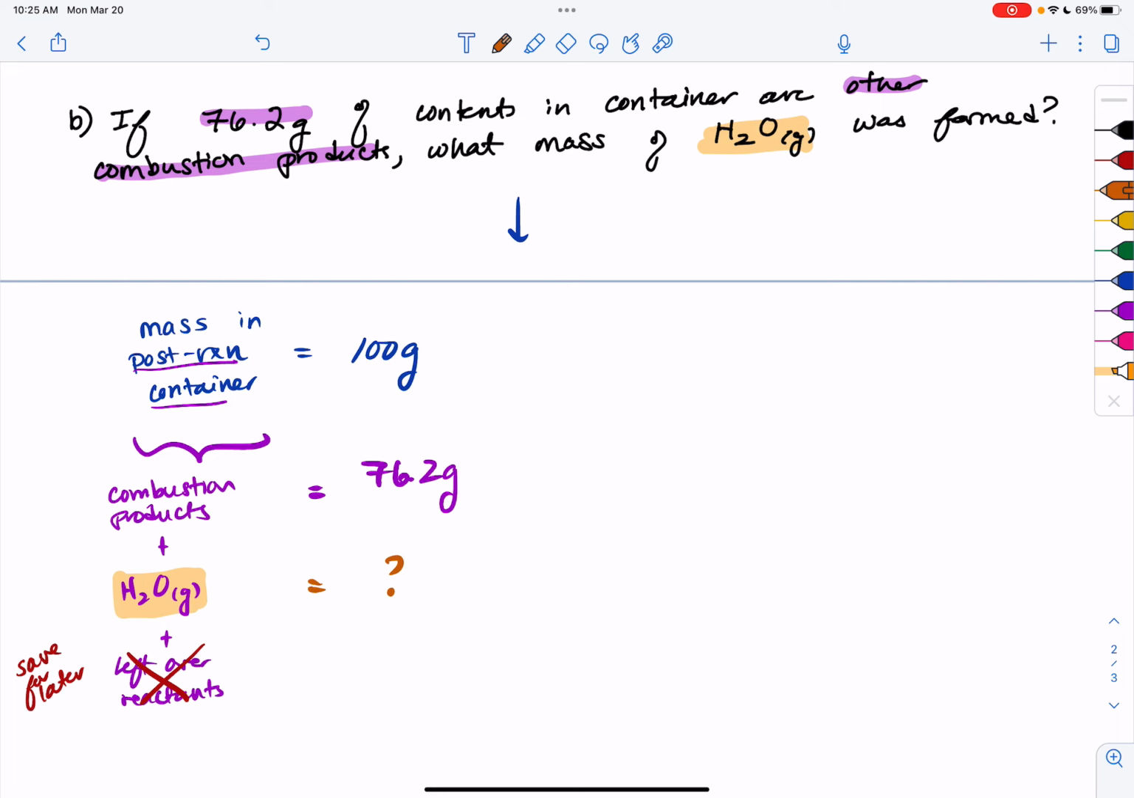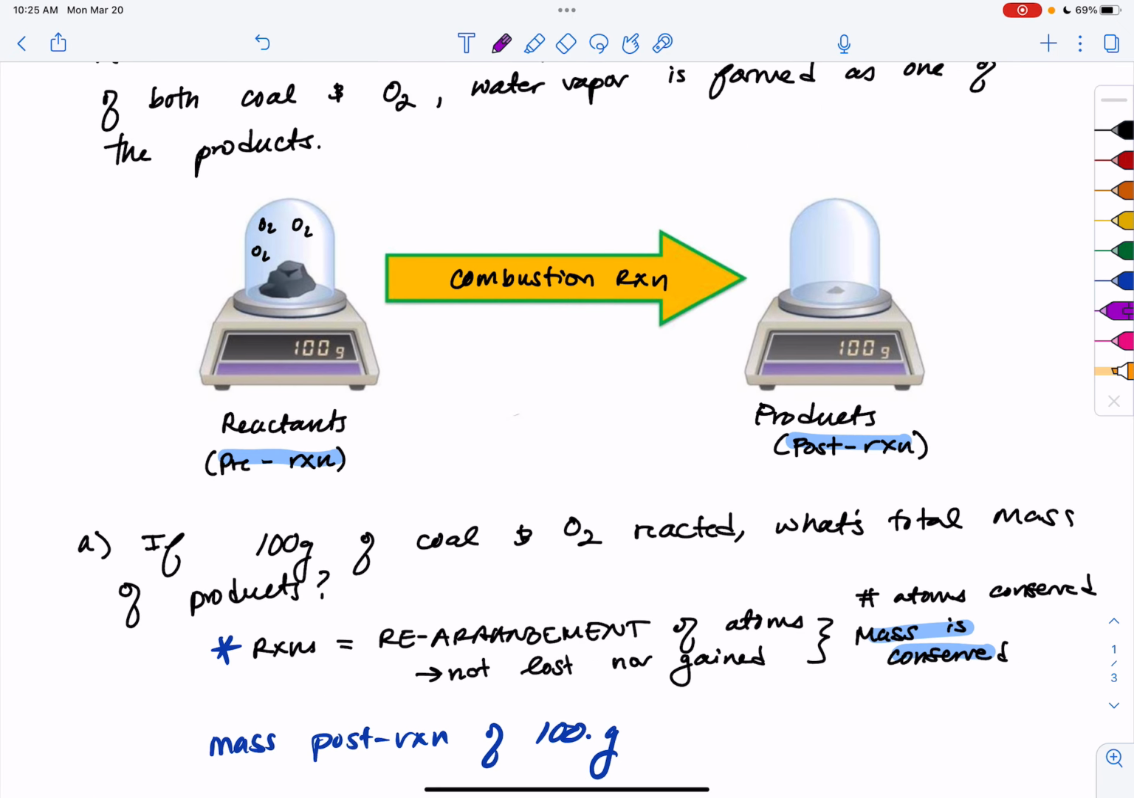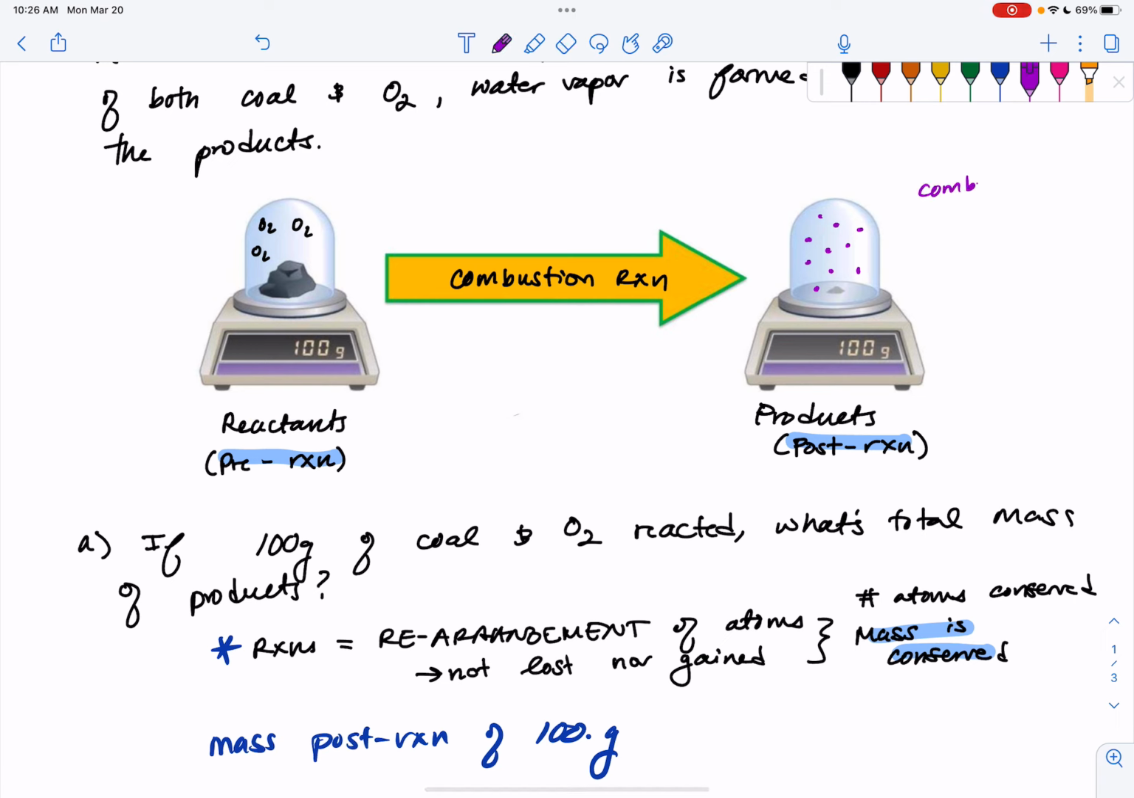All right, let's go back up to our little product container here. We know that inside here we've got some gaseous combustion particles that are what I'm calling our combustion products. And then we've also got some water vapor inside the container. And we know that the mass of these should in total give us the 100 grams that we have in our product container because we started with 100 grams of reacting material.